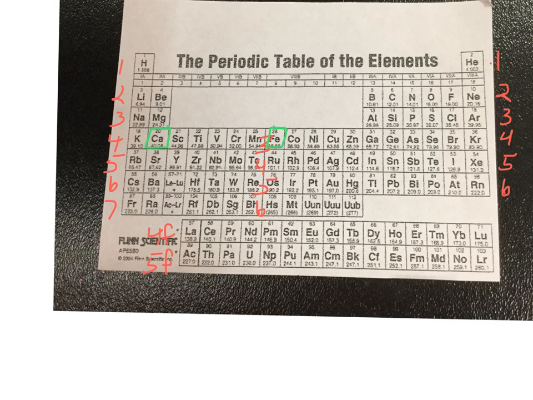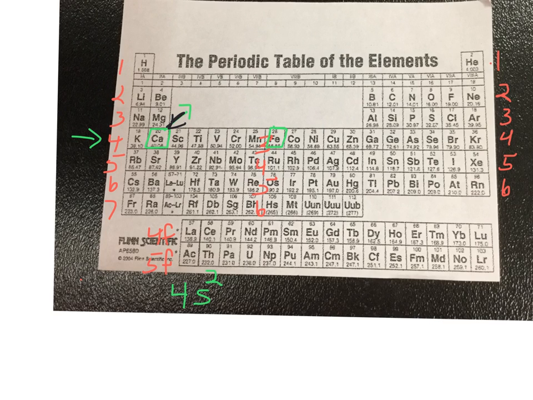Now the first thing you're going to do is, once you locate your actual element, it's right there. What is my section? It's in the S section. What period am I in? I'm in the 4th period. And what seat number is it? It's the second one, correct? That's my stopping point.